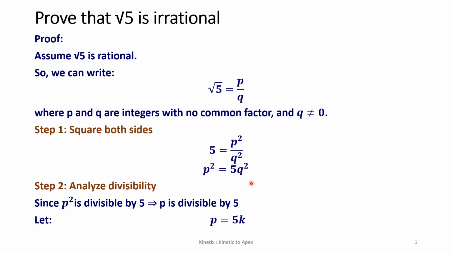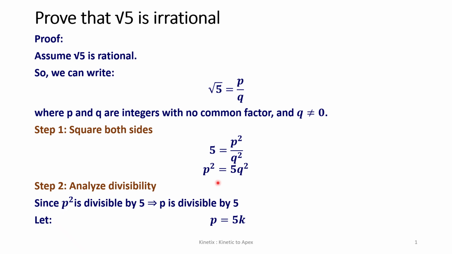Then comes step 2. In step 2, we will analyze the divisibility. That means here P square is a multiple of 5. That means P square is divisible by 5. If P square is divisible by 5, that means P is also divisible by 5.